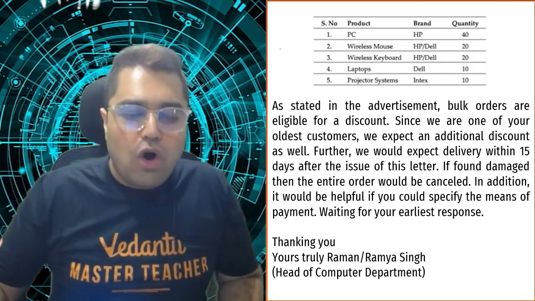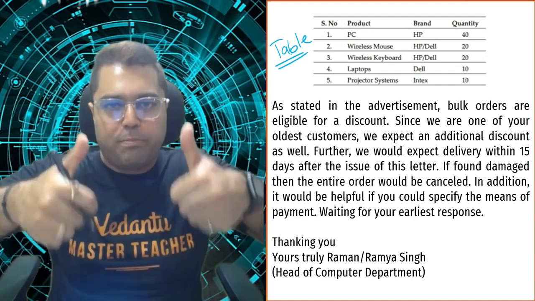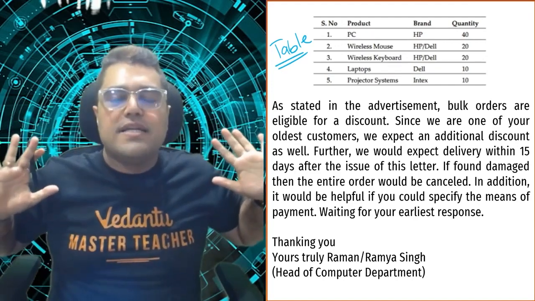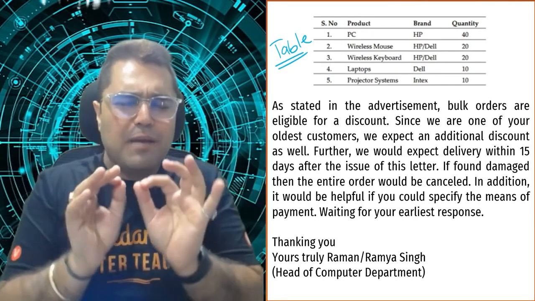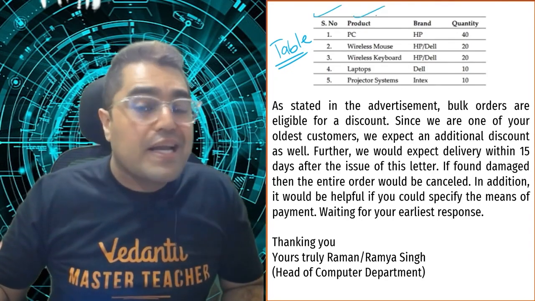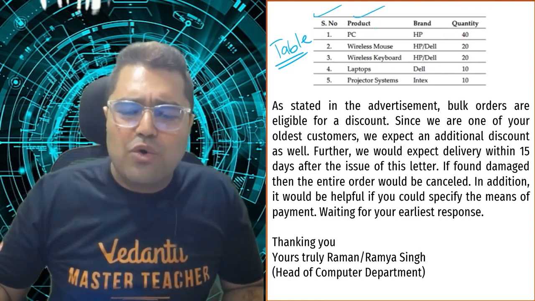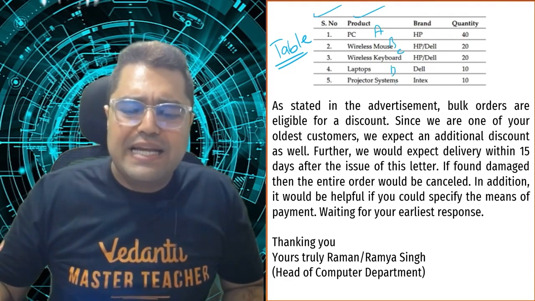Table. You always have to create a table in an order letter. Table is the most important thing. Make sure that you always have a table. A table looks neat and the examiner is happy. So you will have serial number, product. Now in product, if you don't know the product, it is completely okay for you to write A, B, C, D, E.